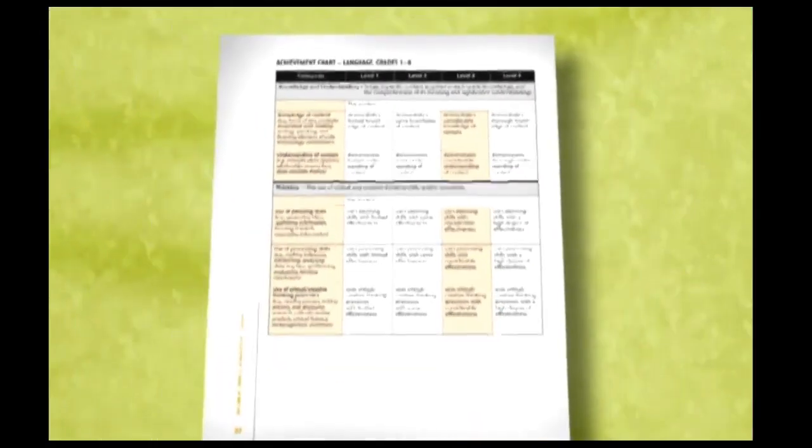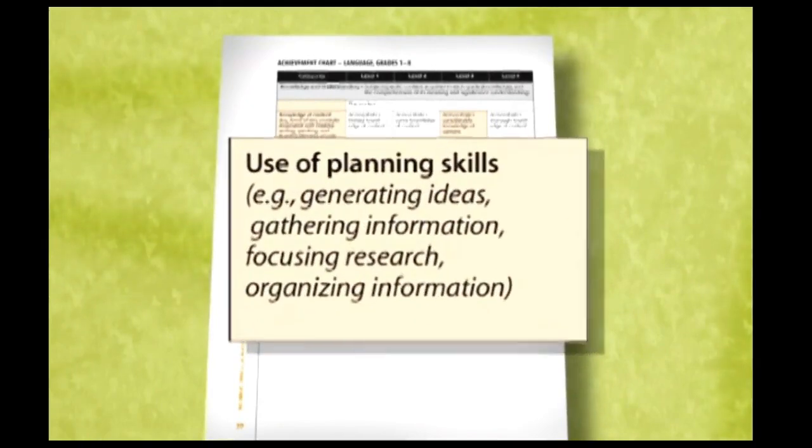Next, they determine the success criteria. What characteristics, traits, or qualities will they look for in the student's performance? The achievement chart for each subject provides a starting point for identifying the criteria.